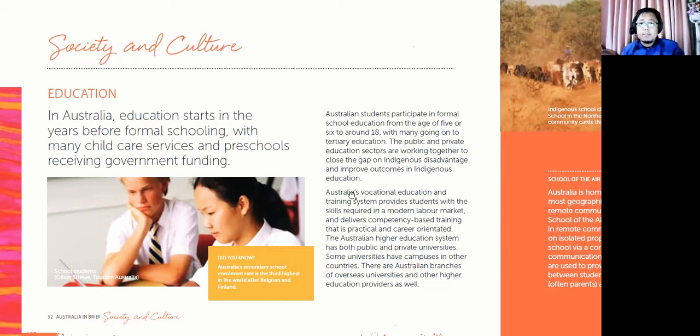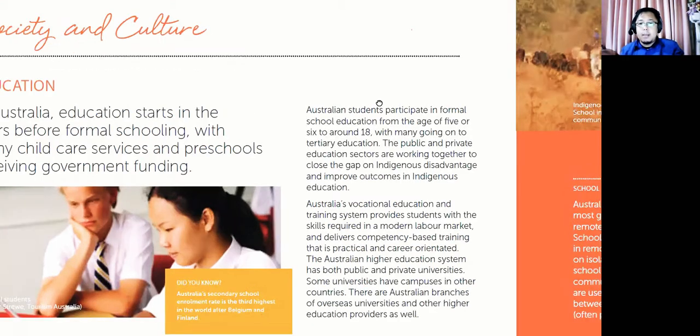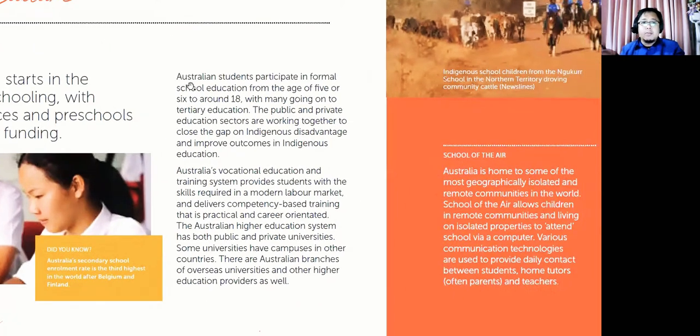Kemudian, Australian students participate, let me make it bigger, okay. Australian students participate in formal school education from the age of 5 or 6 to around 18, with many going on to tertiary education. The public and private education sectors are working together to close the gap on Indigenous disadvantage and improve outcomes in Indigenous education.